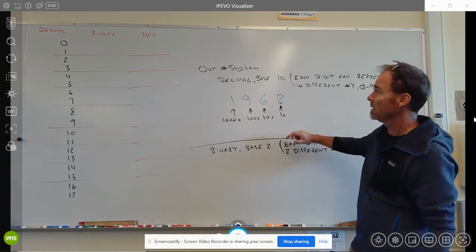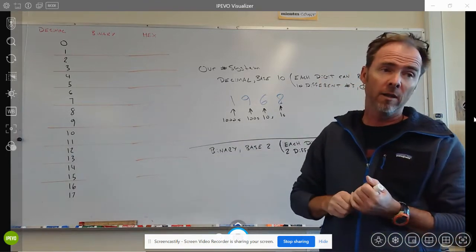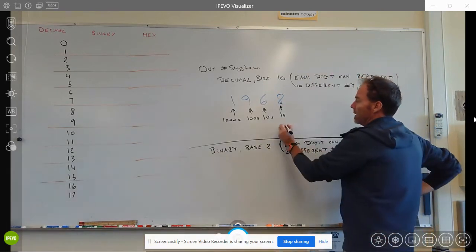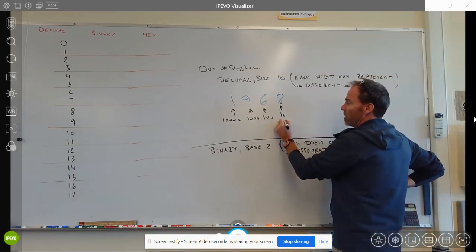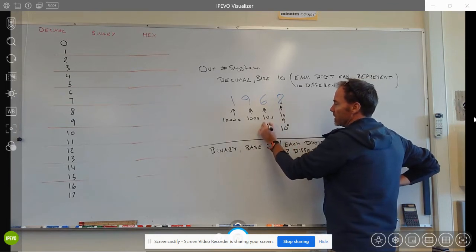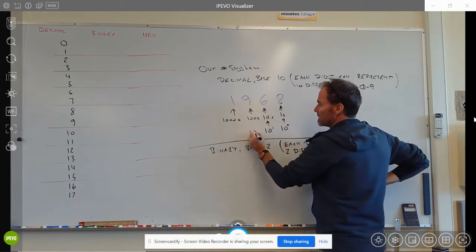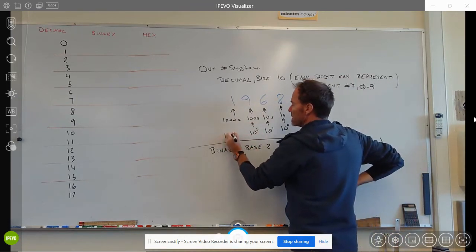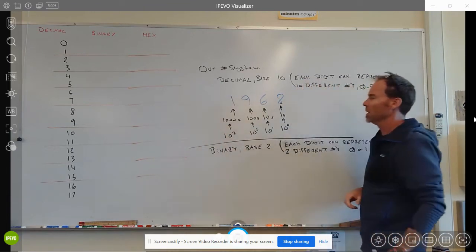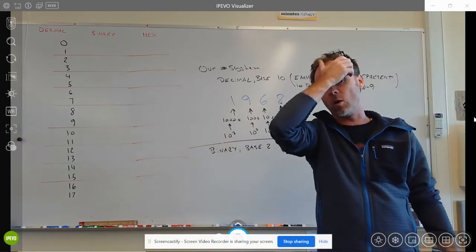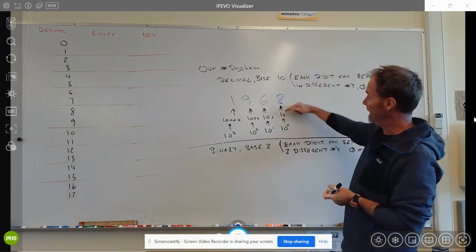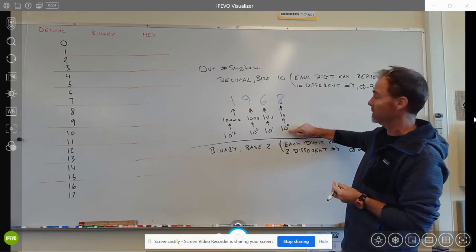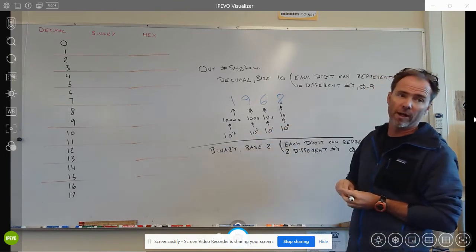Okay, check it out. What was the base of our system? Base 10, right? So where do these numbers come from? 10 to the 0 is 1. 10 to the first power is 10. 10 to the second power is 100. 10 to the third power is 1000, and so on and so on. So in base 10, each digit place is that base to a certain power: 0, 1, 2, 3, and so on.